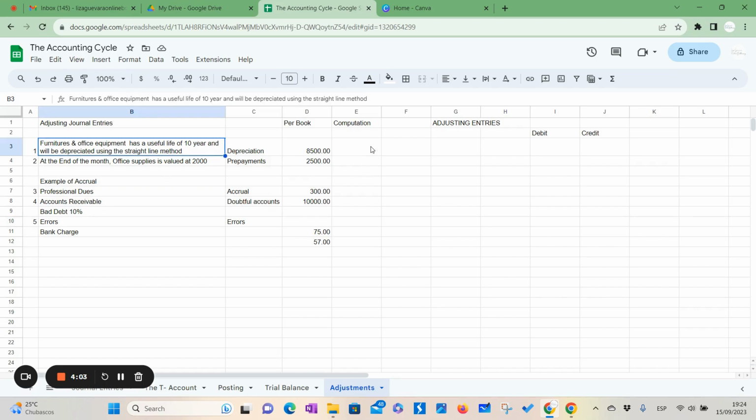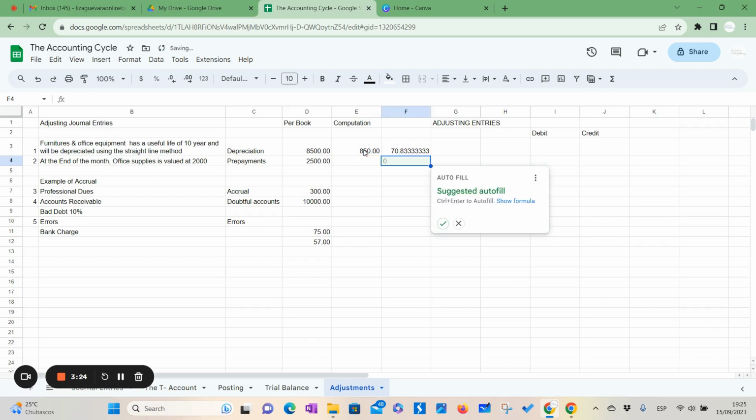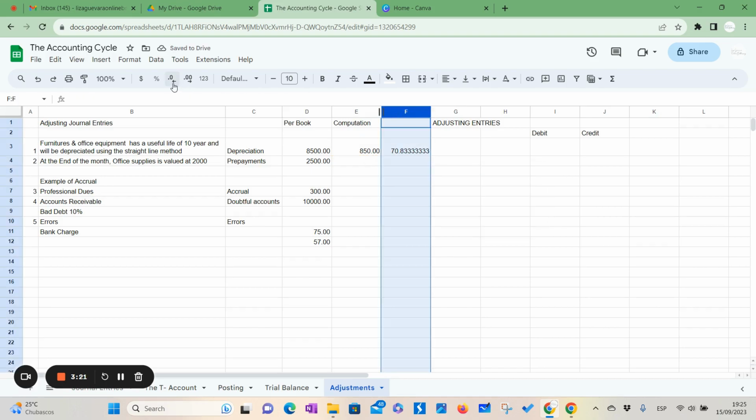So let's go ahead and prepare our computation for depreciation. It is said that the furnitures and office equipment has a useful life of 10 years and will be depreciated using the straight line method. So that would be 8,500 divided by 10 years. That would be the yearly depreciation. But for the month of March, we only have 70.83.